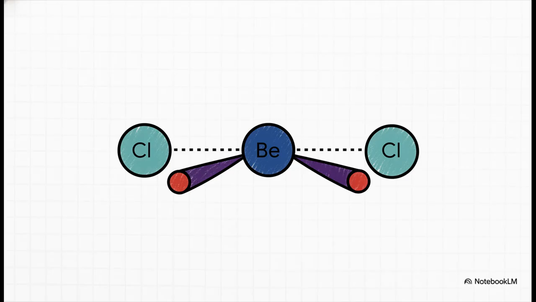A textbook example of this is beryllium dichloride. That beryllium atom smack in the middle is sp hybridized, which lets it form 2 bonds in a perfectly straight line, one on each side, with those 2 chlorine atoms.